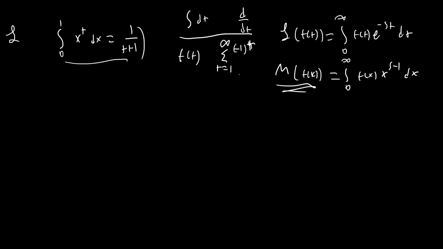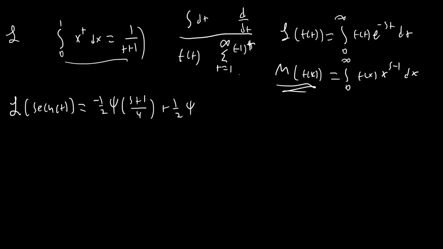So let's go ahead and look at my example that I showed you just a moment ago. Now there are two lemmas that we need for this, and luckily they're things that I've proved in past videos. So the first one is that the Laplace transform of hyperbolic secant of t is equal to, let's see if I can remember this, negative 1/2 digamma of s plus 1 over 4 plus 1/2 digamma of s plus 3 over 4.